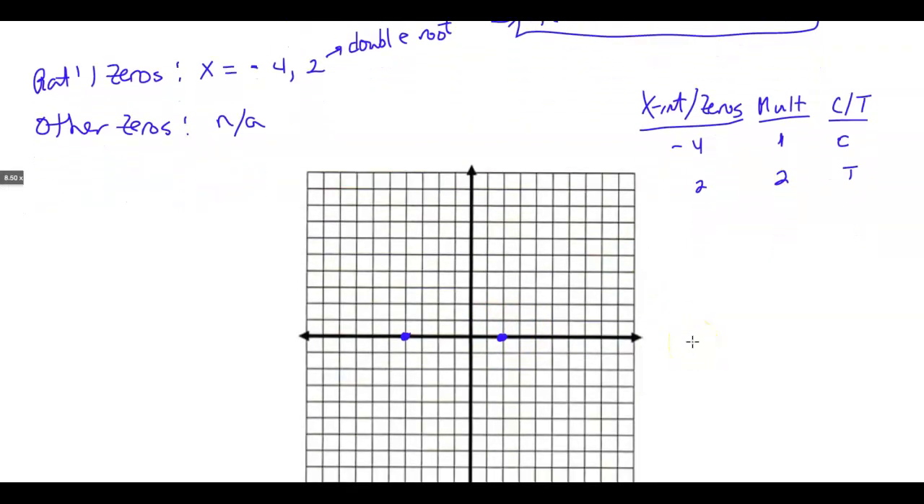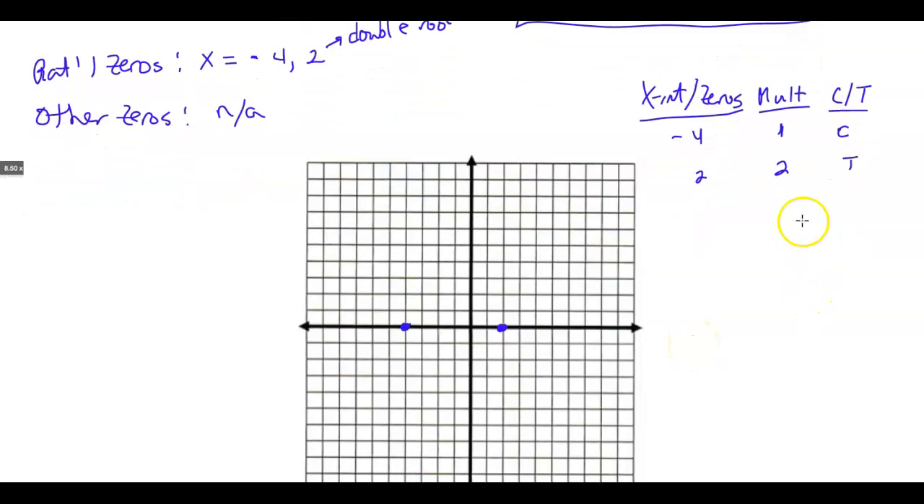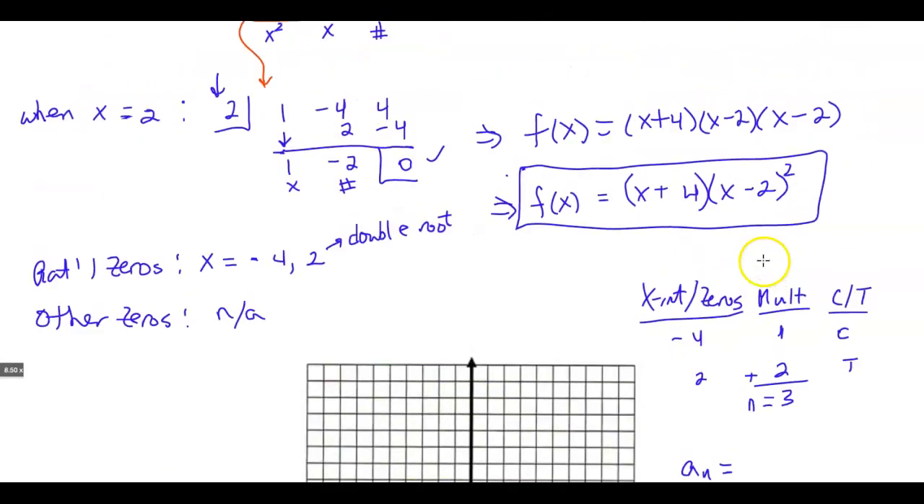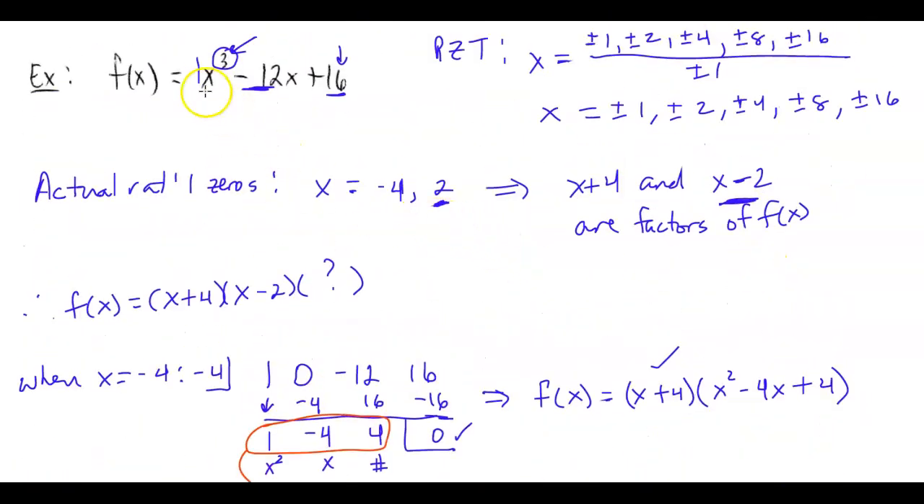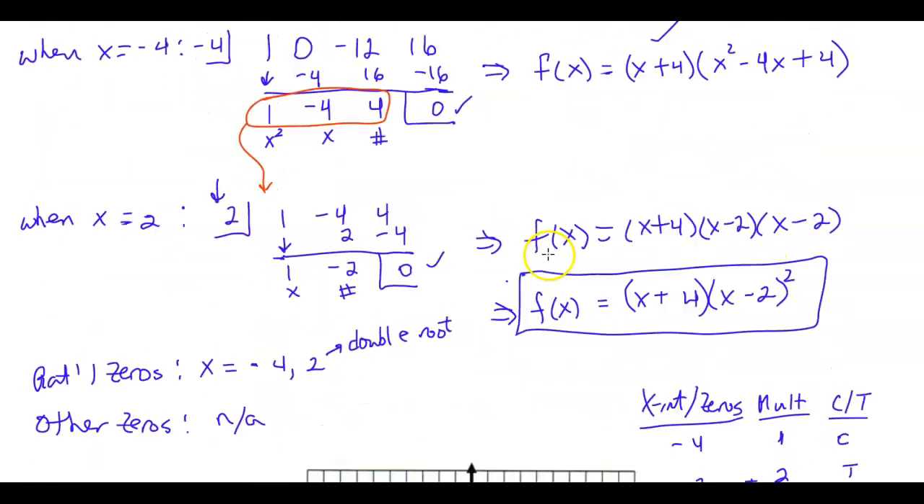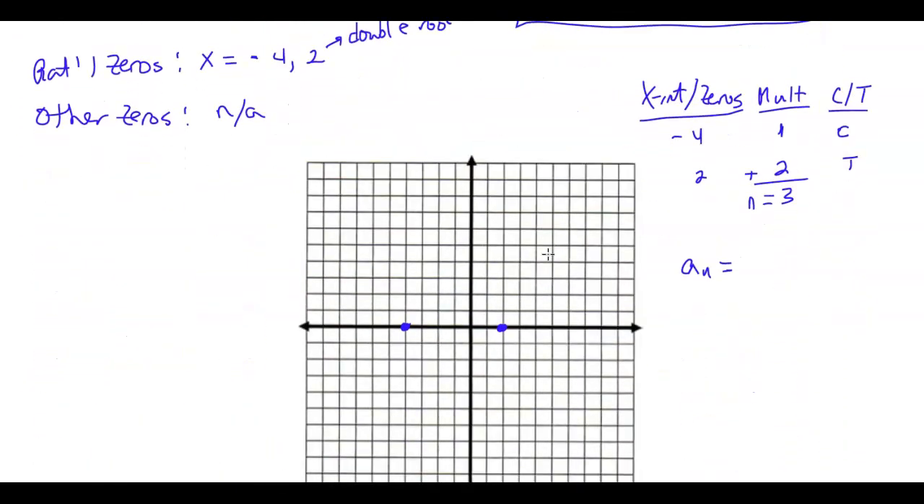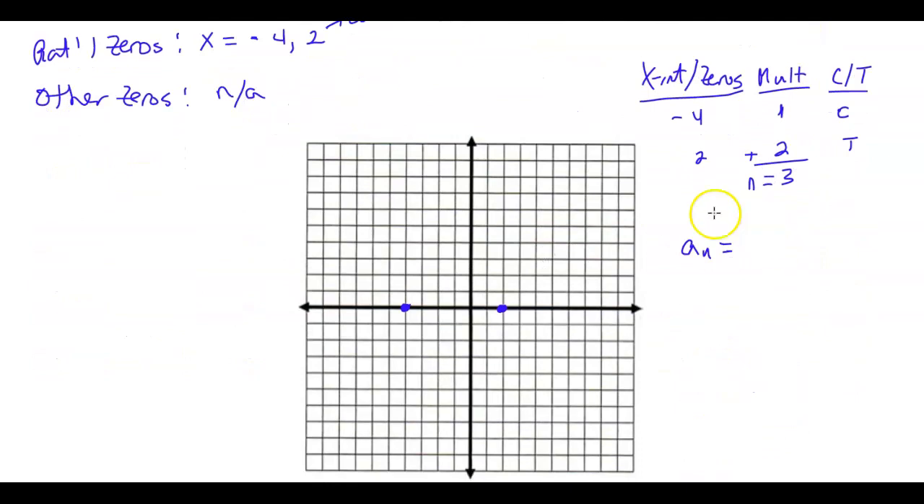Now, to figure out the rest of the shape of the graph, one of the things we need to know is the degree of the polynomial. Well, we already know that the degree of our polynomial was 3, but we can add up the multiplicities here to figure that out. We also want to make sure we know what the leading coefficient is for our polynomial. So I'll go back here and we see that our leading coefficient was a 1. We're going to use that information to help us graph what the end behavior of our polynomial is going to look like.